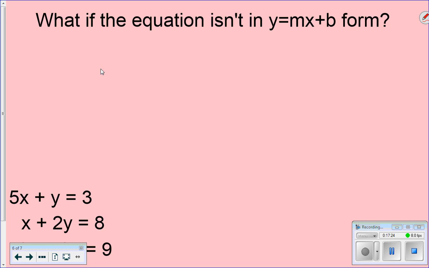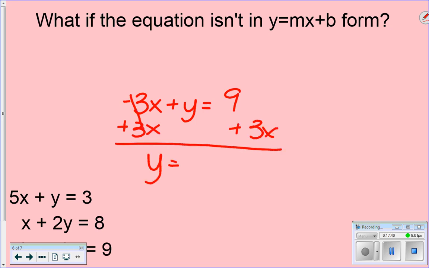So let's say I have negative 3x plus y equals 9. This time, what am I going to do with that 3x? Yes, remember, it's just like an equation. I got to do the opposite. So I'm going to add 3x to this side, and I'm going to add 3x to this side. So really, this looks like this and this. And notice I just skipped a step. I just switched it right away.